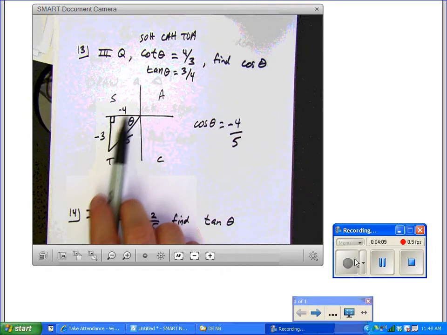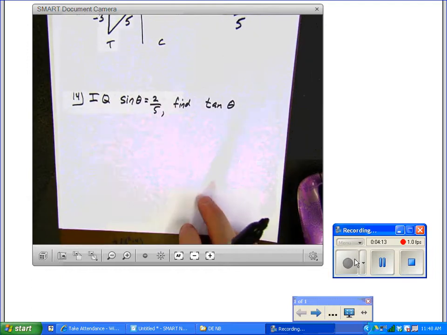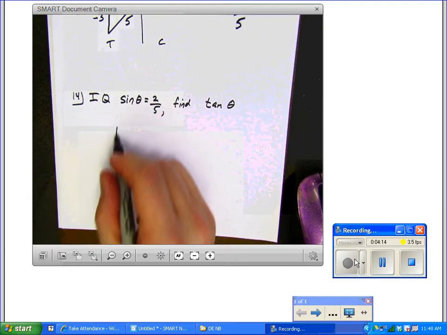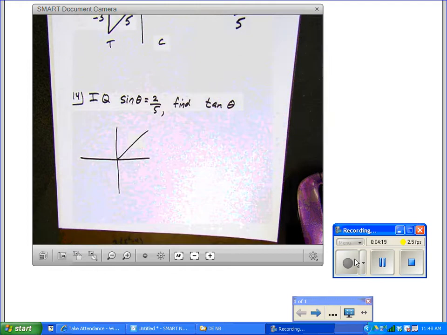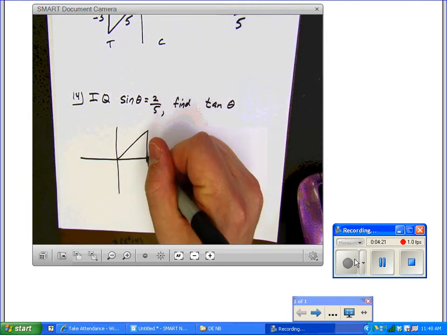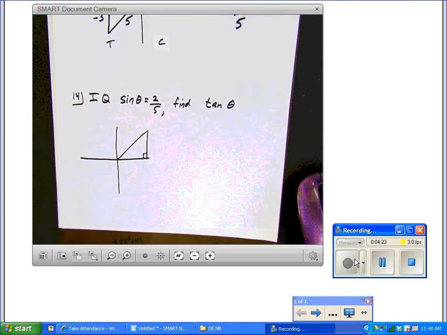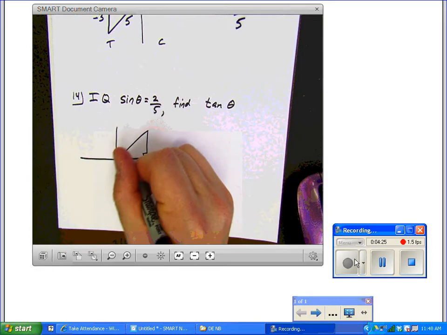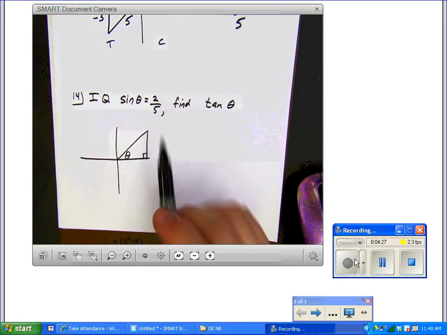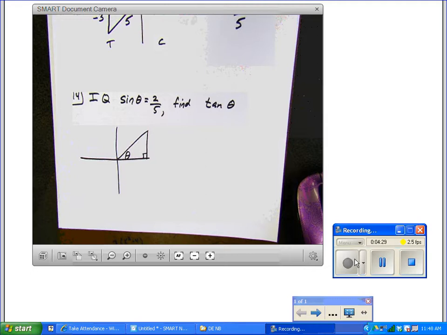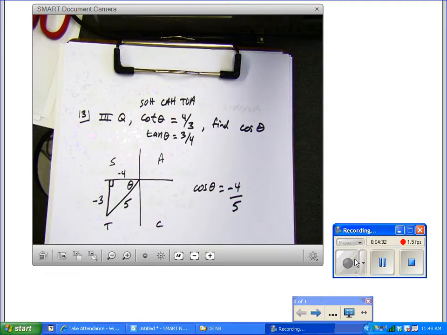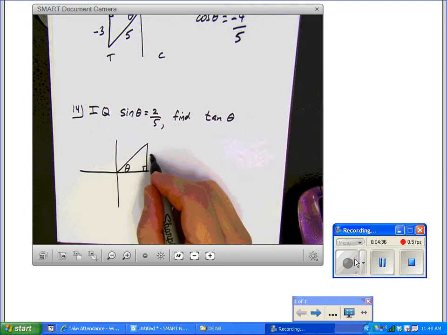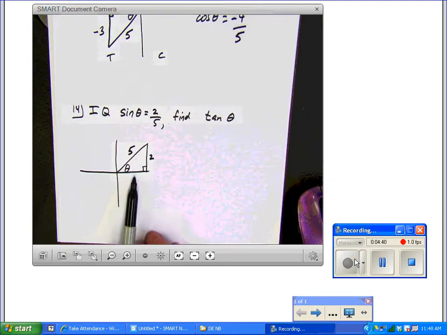Okay, number 14, you're in the first quadrant, so it wasn't as bad there because everything is positive in the first quadrant. You don't have to worry about signs. So there's my angle in the first quadrant. I'm going to drop it down with the x-axis and form the right angle. Theta at the origin. Now, recall sine here is opposite over hypotenuse. So we have opposite 2 over the hypotenuse here, 5. And so we need to find that bottom leg.